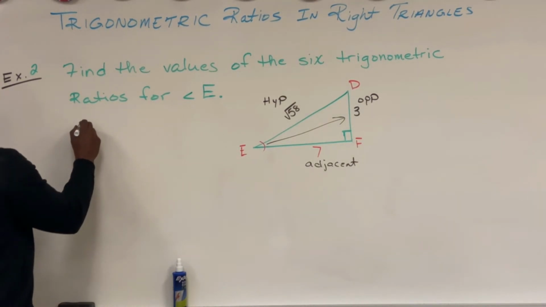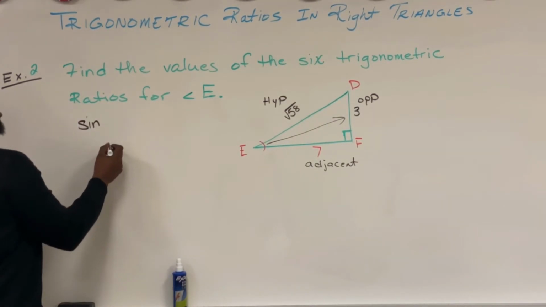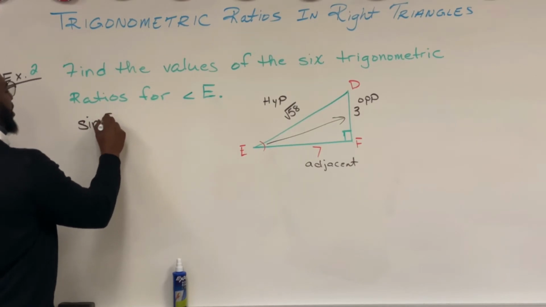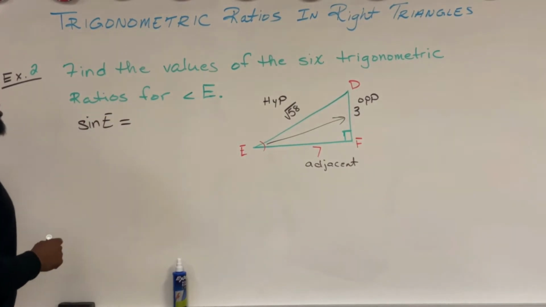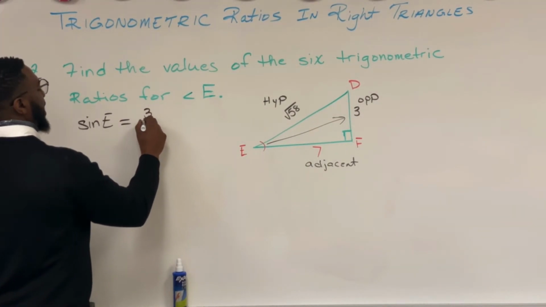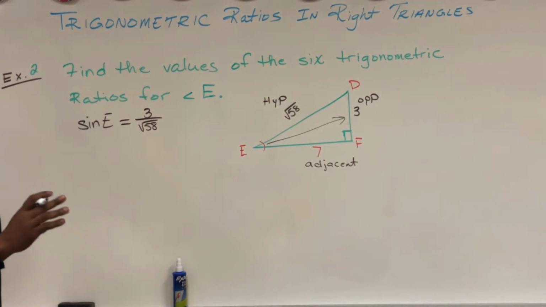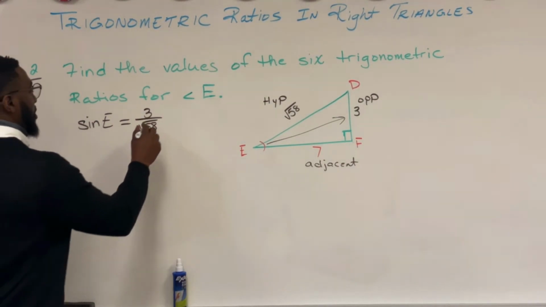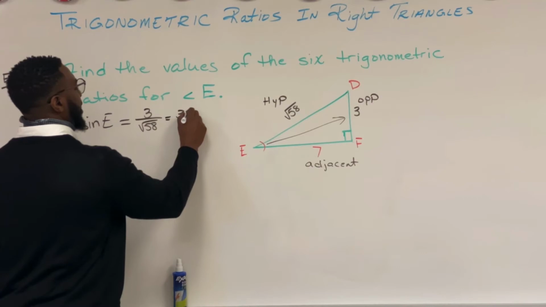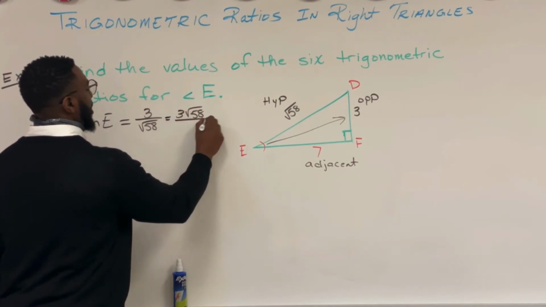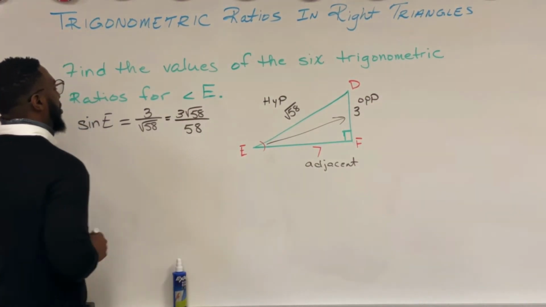Therefore, sine of angle E equals opposite over hypotenuse, which is 3 over the square root of 58. We know that the radical cannot be in the denominator. So our answer will be 3 square root of 58 over 58.